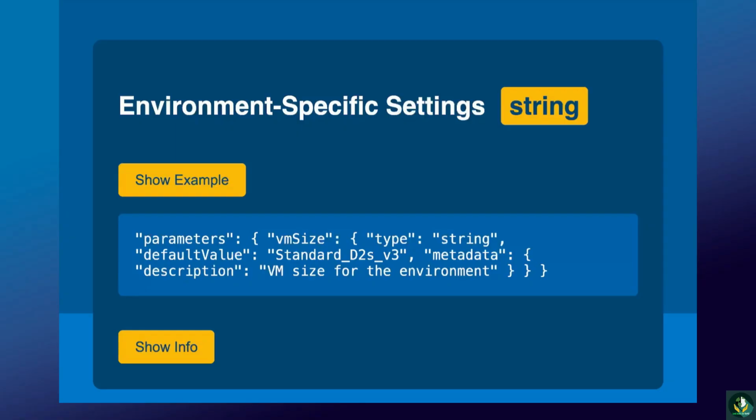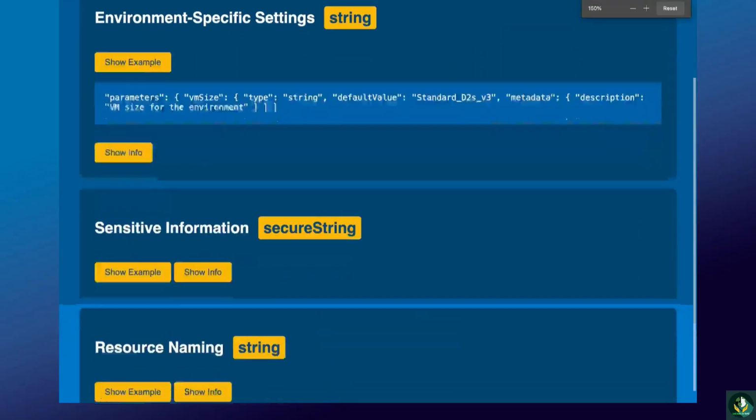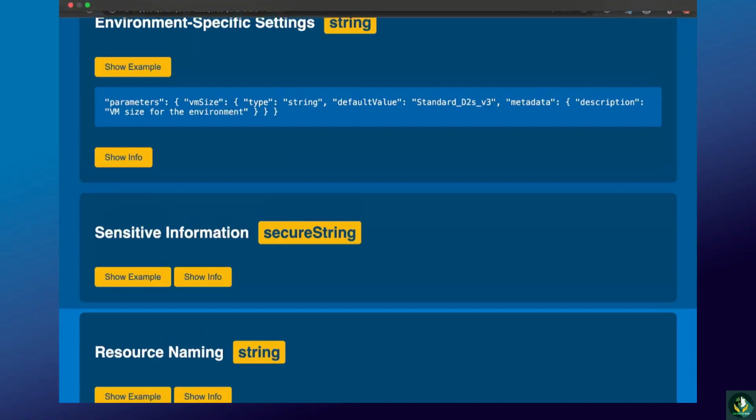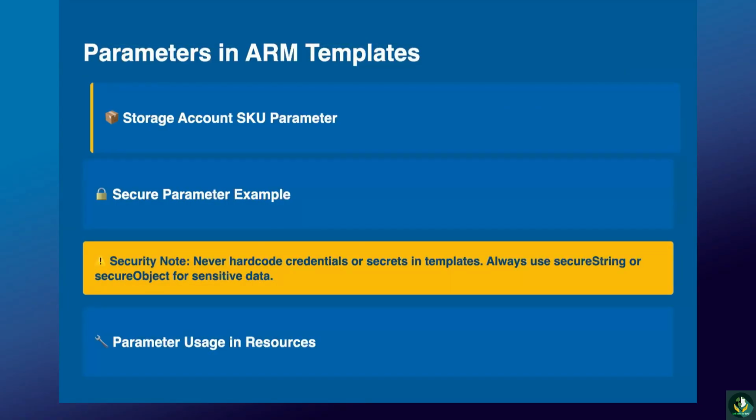Now, the type parameter here is set to string, which is appropriate for VM sizes since they are typically represented as strings, for example, Standard_D2s. It ensures the parameter accepts valid input formats and prevents errors by enforcing the correct data type. So if we minimize it, make it smaller like this, and go to the next section about sensitive information, I must say here, let me switch to the previous slide: never hard code credentials or secrets in templates.